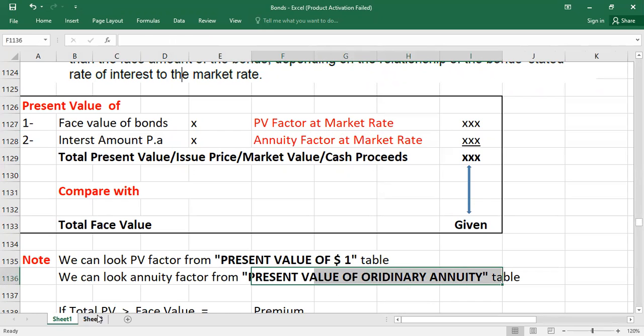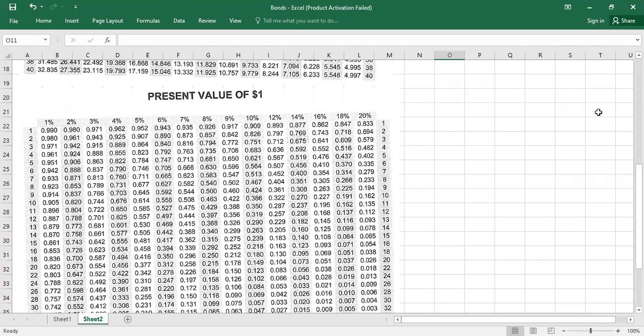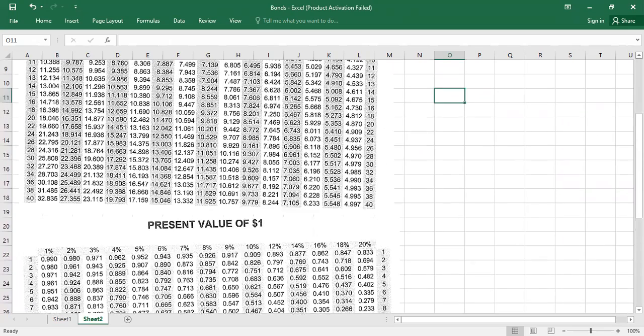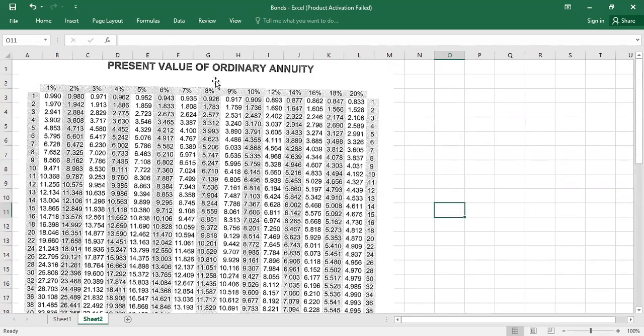This table is called the present value of ordinary annuity. So let me show you the table also, I hope it is visible. Here is the annuity table. If you want to select any factor, we go to the percentage. For example, the percentage is 5%, and I want to look for 2 years only. So 5%, and this is year 2. I will move to this value. It is 1.859. This is the annuity factor.